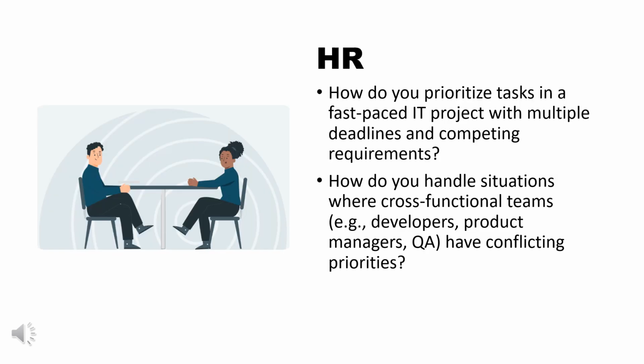Soft skill questions. First one is how do you prioritize tasks in a fast-paced IT project with multiple deadlines and competing requirements? And second one is how would you handle situations where cross-functional teams, for example developers, product managers, and QA, have conflicting priorities?